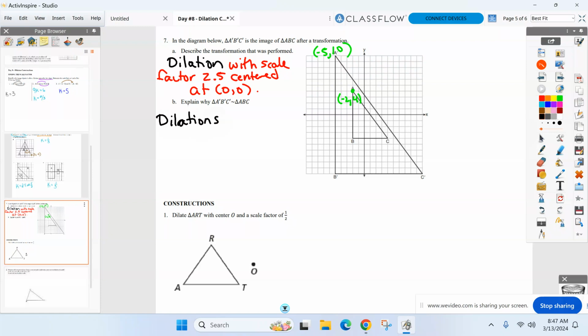Remember when we wrote for congruent, we said rigid motions preserve distance and angle measure, but now we're just going to write dilations preserve. I don't want to write distance because you guys told me side length wasn't preserved. What is preserved? Angle measure. There you go. Dilations preserve angle measure.